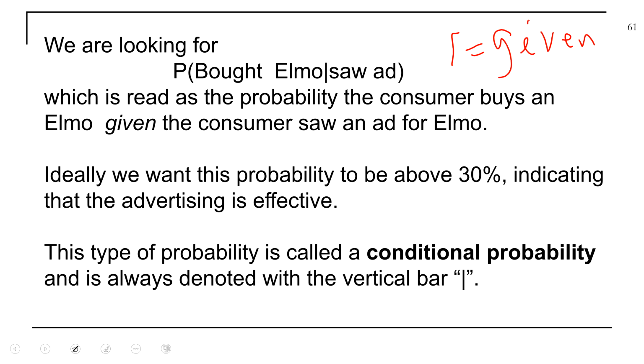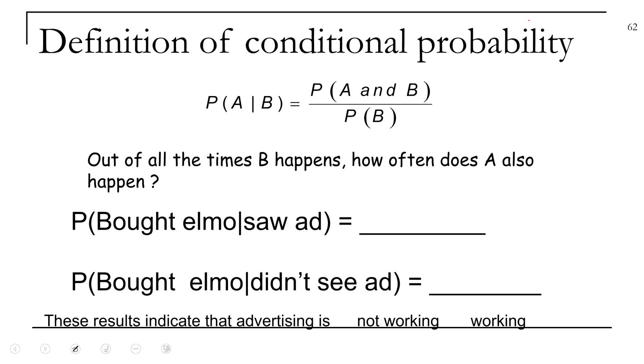What's the probability you bought an Elmo doll given you saw the ad? We want to know if advertising is effective. If this probability were, say, above 30%, you might say advertising is effective. We won't say causing. We can't say advertising causes you to buy the doll. We can't make a causal statement. We might say advertising is effective. That vertical bar is called the conditional probability bar, and we say given. So probability bought Elmo given you saw an ad on TV.